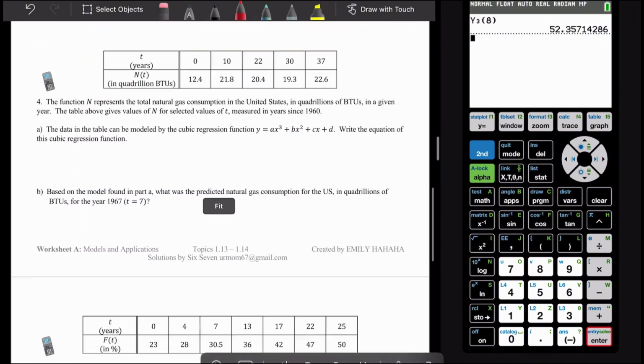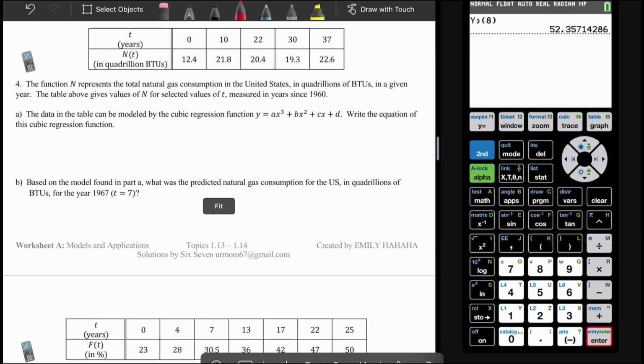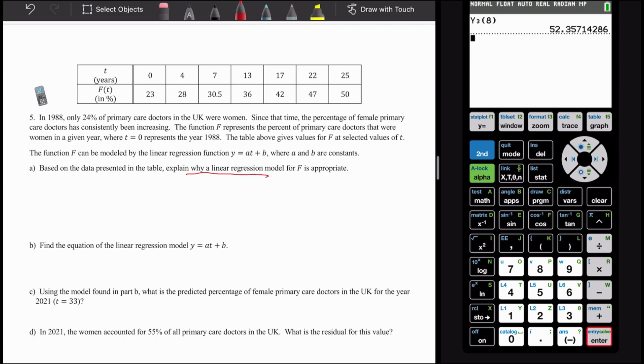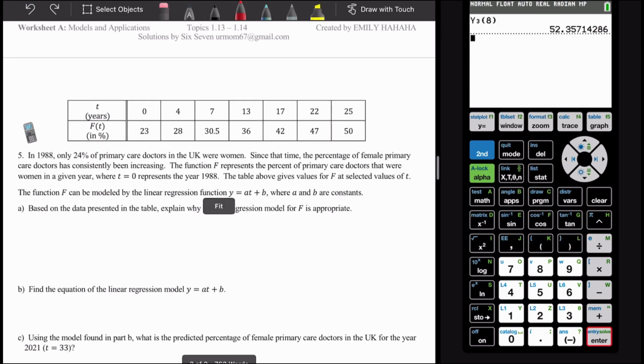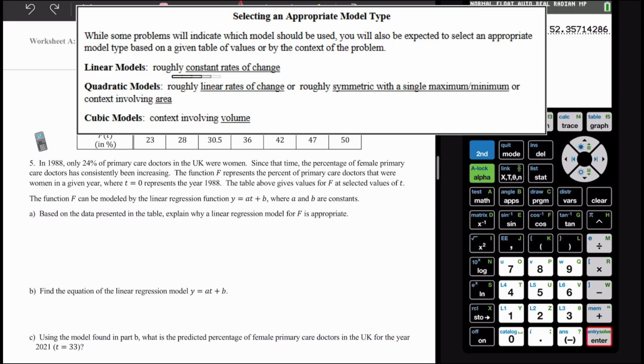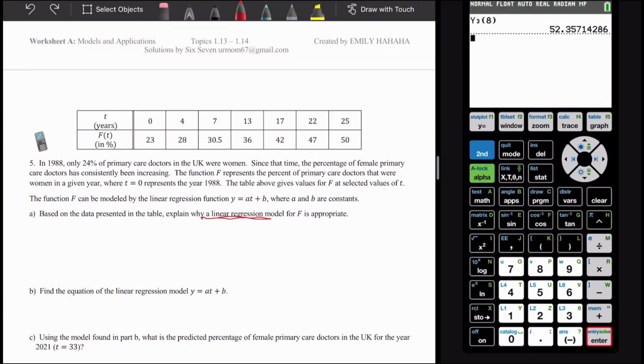So these two questions you can try out for yourself. Number 4 was pretty easy. That one was a really quick one. Number 5, here it does ask why is it a linear regression model. And you can say that because remember, linear is when it's roughly going up at a constant rate of change. So you'd probably have to say something like it has roughly a constant rate of change, whatever that rate of change is. It's pretty constant. Remember, you can find the rate of change using 2 coordinates, and then you can also put it into the calculator.